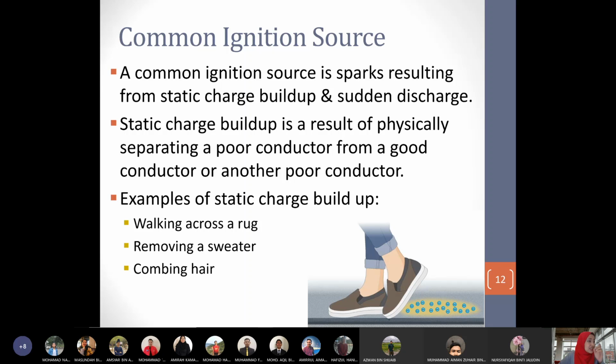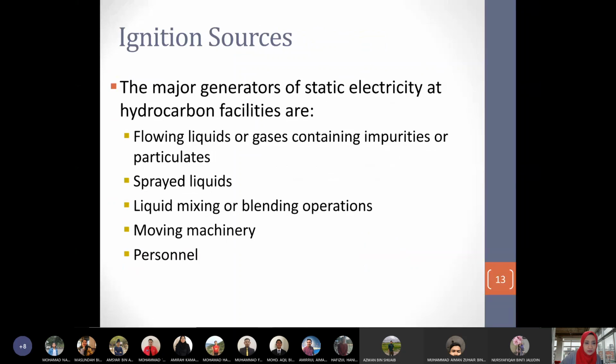Static electricity is especially easier to happen in cold, cool and dry weather. Okay, if we talk about ignition sources in hydrocarbon facilities, besides all those common ignition sources, the major generators of static electricity at hydrocarbon facilities can be flowing liquids or gases that contain impurities. So you can see that even liquids, if they flow in the pipeline and contain some impurities, can also cause some static charge.